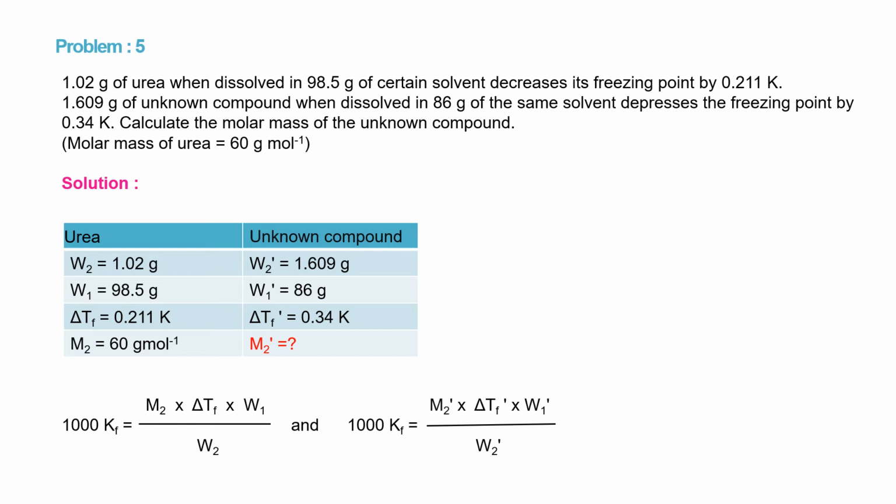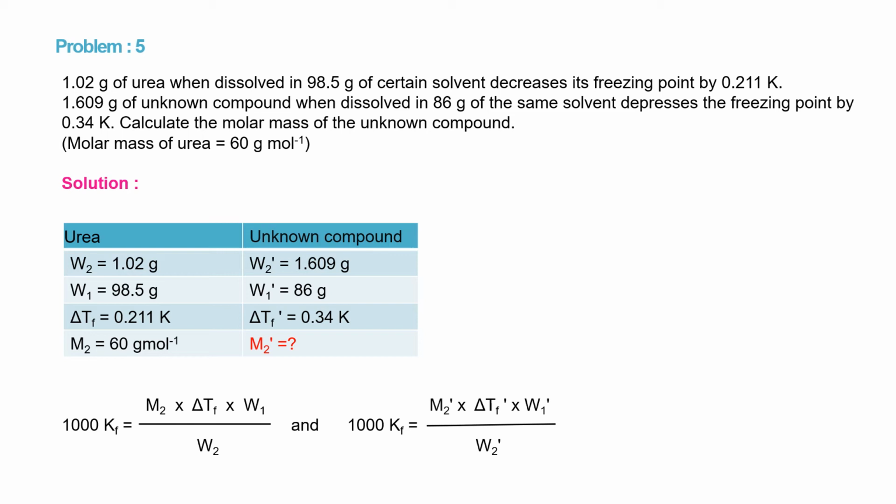Okay, so what happened? This is based on depression in freezing point. It means your pure solvent has a higher freezing point and your solution has a lower freezing point. So what happened after adding urea to a certain solvent? The freezing point of that solution decreases by 0.211 Kelvin. Okay, that means delta Tf is given to you.